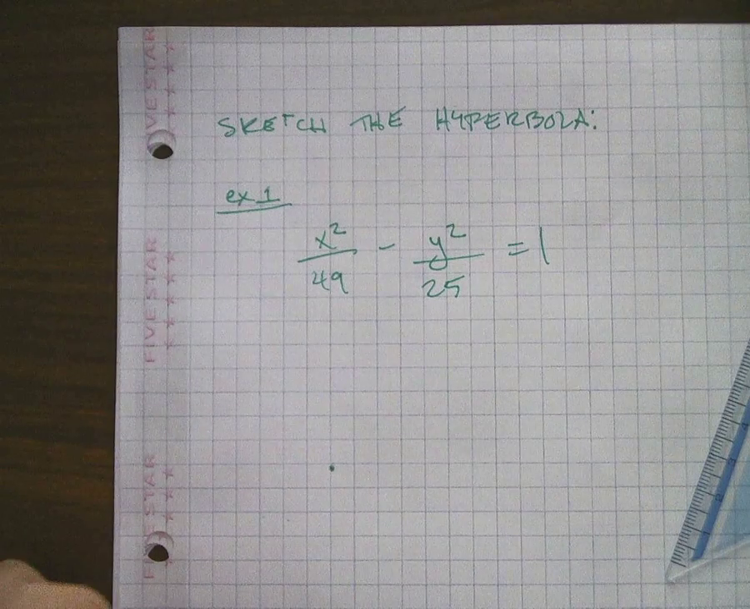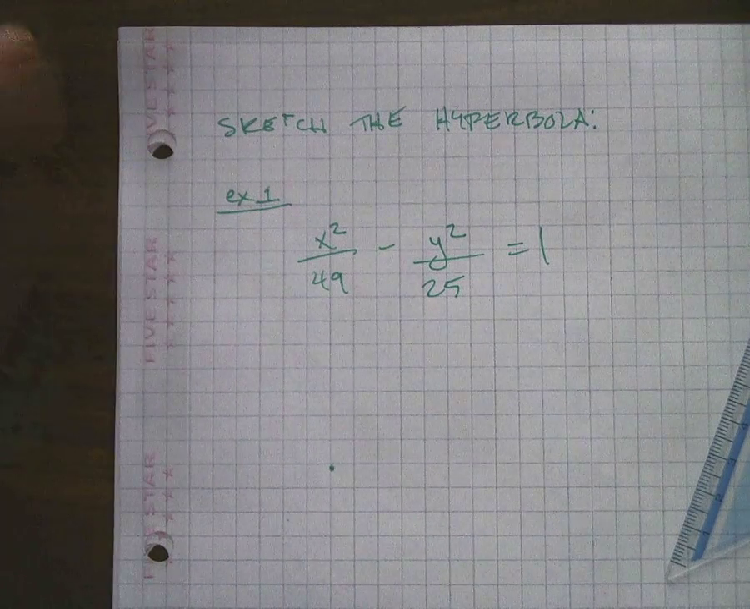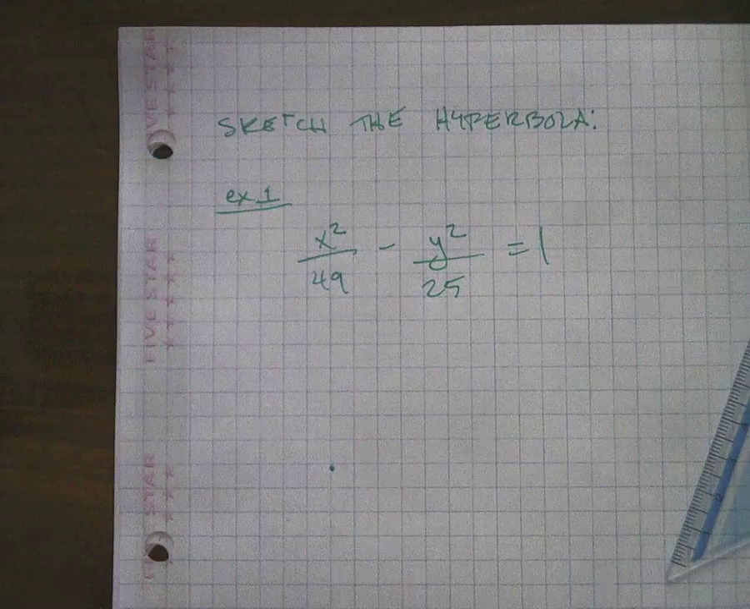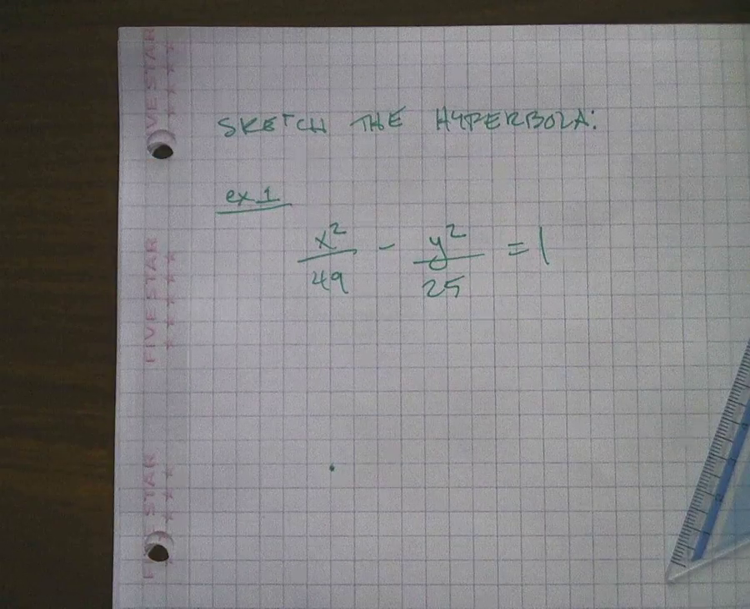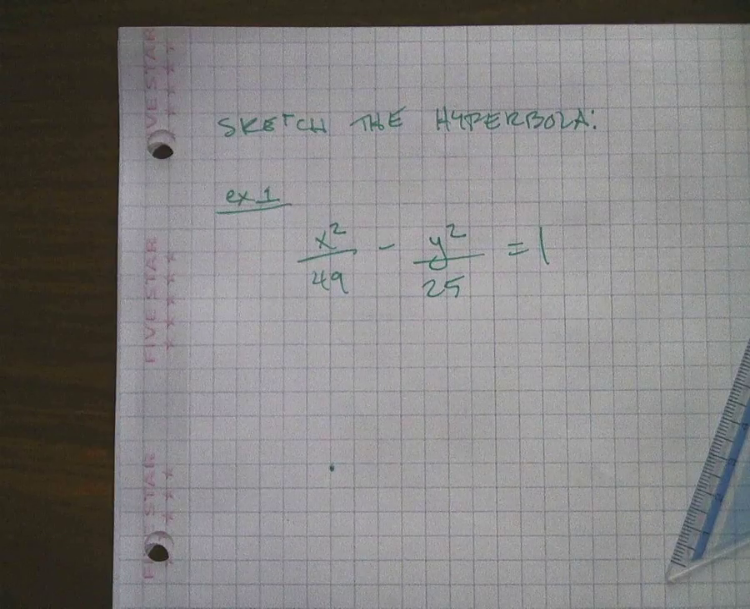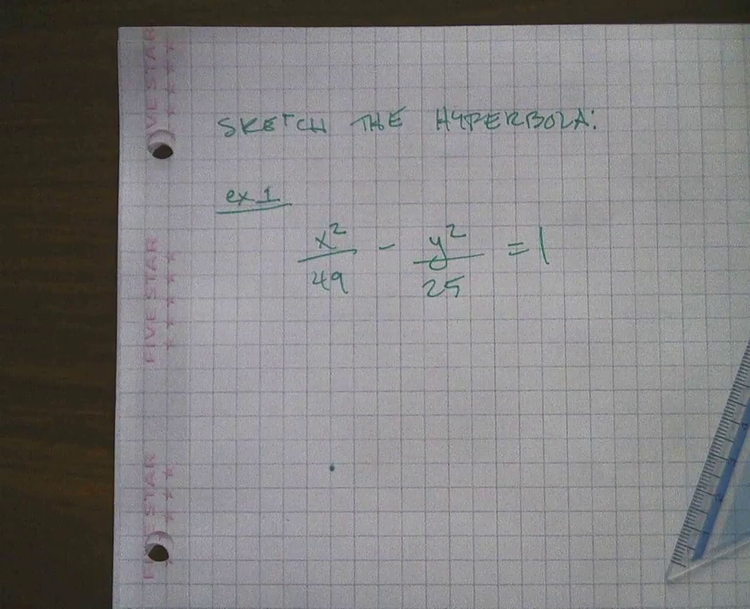Transverse axis, remember I said that's the last thing that you need to worry about. Worry about drawing your box first. Worry about drawing your foci. And once you have those points, your foci are always going to be along the transverse axis.